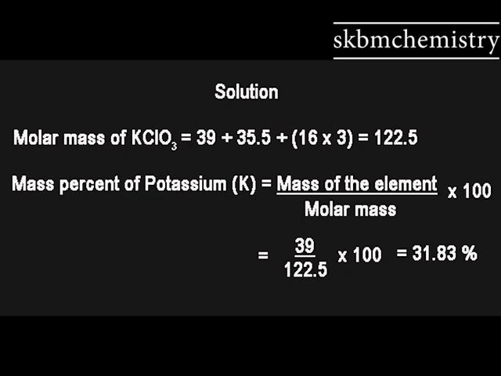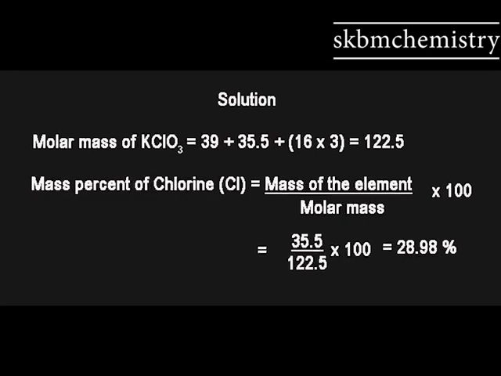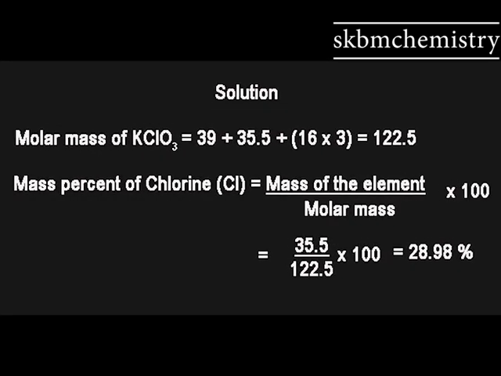We have the formula mass of the element divided by molar mass into 100. In the case of potassium, mass of the element is 39. Molar mass we have calculated it as 122.5. So the value will be 39 by 122.5 into 100. And you will get the result as 31.83%.